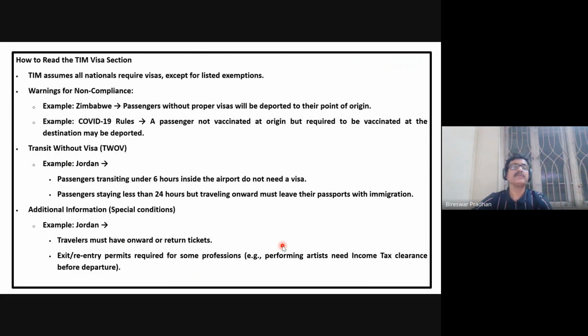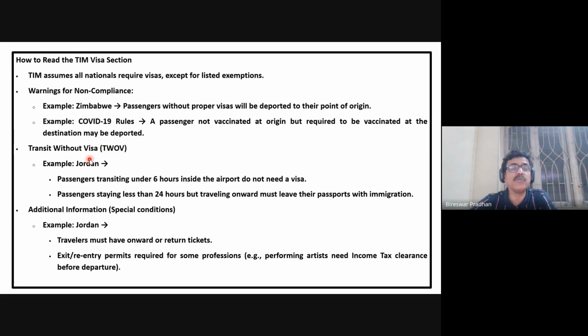Now, how to read the TIMATIC visa section? TIMATIC assumes all nationals require a visa except the listed exemptions. Warnings for compliance: what is that? Example: Zimbabwe. A passenger without a proper visa will be deported to their point of origin. Example: COVID-19 rules. A passenger not vaccinated at origin but required to be vaccinated at the destination may be deported.